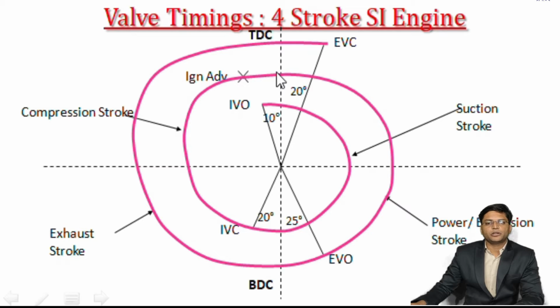After this addition of spark in the combustion chamber, the combustion process proceeds. This line is shown as the power stroke. After the power stroke, when the piston goes to the bottom dead center, before 25 degrees, this point is shown by EVO, that means exhaust valve opening. From this the exhaust stroke starts. This one is the exhaust stroke. When the piston goes to the top dead center, after 20 degrees, the exhaust valve closes.